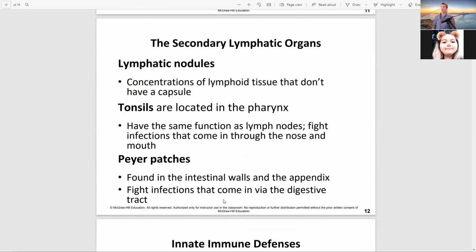Lymphatic nodules are concentrations of lymphoid tissue that don't have a capsule. The tonsils are located in the pharynx, have the same function as lymph nodes, fight infections that come in through the nose and mouth. And then these Peyer's patches are found in the intestinal walls and the appendix, and they fight infection that comes in via the digestive tract.